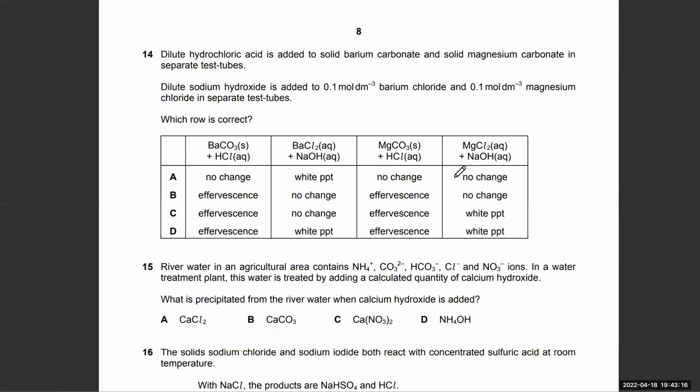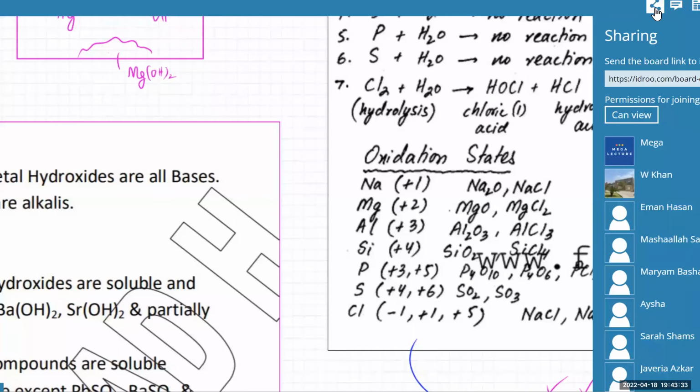Now this one, dilute hydrochloric acid is added to solid barium carbonate, magnesium carbonate in separate test tubes. Dilute sodium hydroxide is added to barium chloride and magnesium chloride in separate test tubes. Which row is correct? Now this is, as I remember, your test for cations and anions.